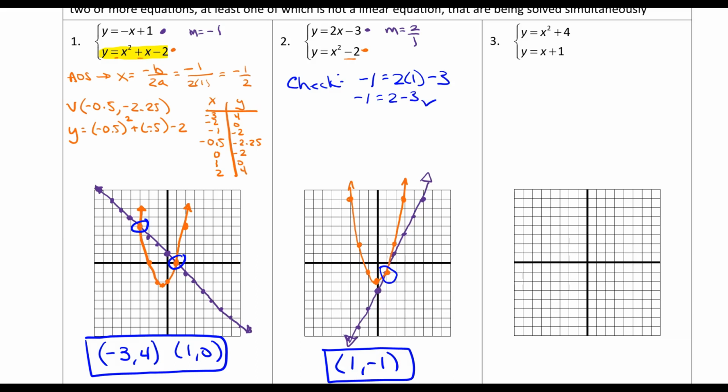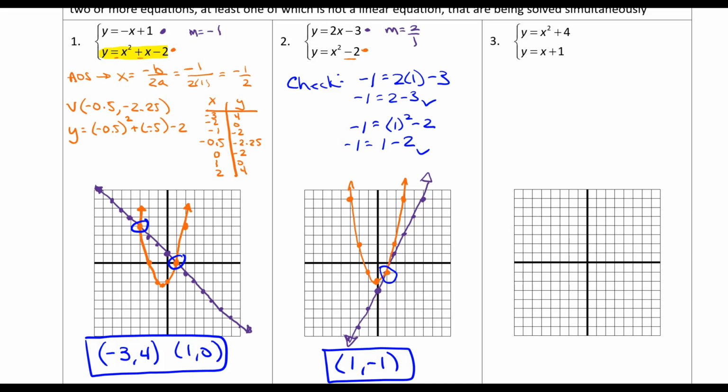But we wouldn't want to stop there. We'd also want to check the y equals x squared minus 2. So is -1 equal to 1 squared minus 2? Well, -1 does equal 1 minus 2. So we can know for a fact that this solution does work by plugging it back into the functions we started with. Okay, so at this point I would like for you to try number 3. So go ahead and pause the video, and when you're ready, turn it back on.